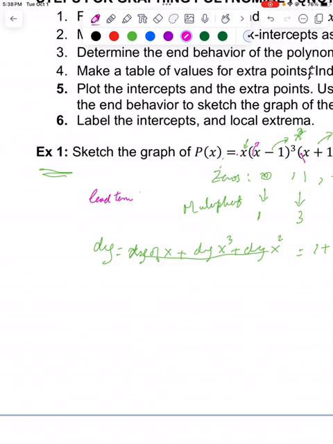Okay, so let's see how to sketch this. Well, before that, the steps for graphing a polynomial function. Okay, let me do this in the next video.